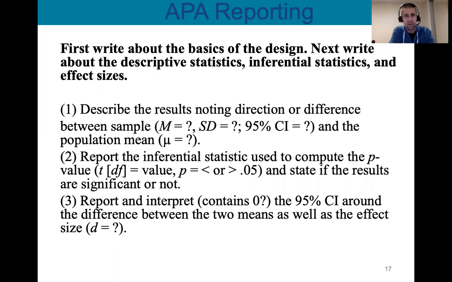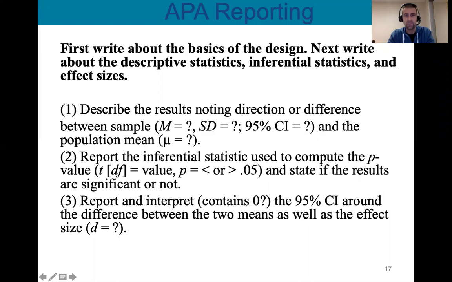So you'll note that the structure of this will look very, very similar to what we had last week. The first thing I want you to do is to describe the results, noting the direction or the difference between the two samples. I need to know what the population mean is in a single sample Z or T test. So this first sentence, much like the null hypothesis, shouldn't feel a whole lot different.